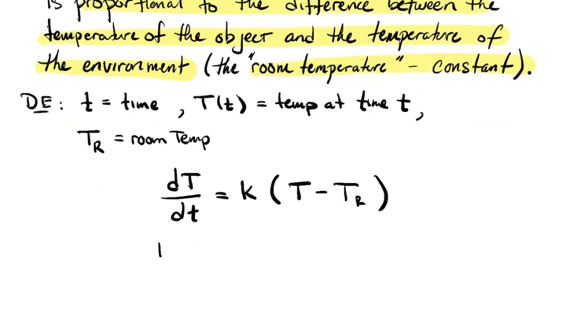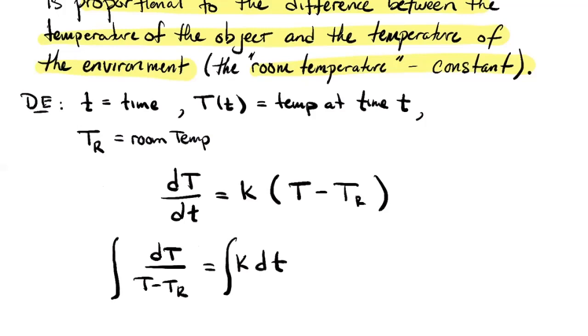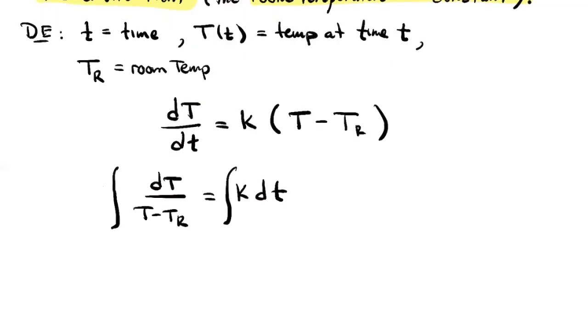Let's solve it. Let's divide both sides by T minus the room temperature and multiply both sides by dt. So here I'm calling my input variable little t. And then let's integrate both sides of that. Okay, so we've separated the equation. The antiderivative of the left-hand side is a logarithm, ln|T minus the room temperature|. The antiderivative of the right-hand side is, well, K times t plus some constant.